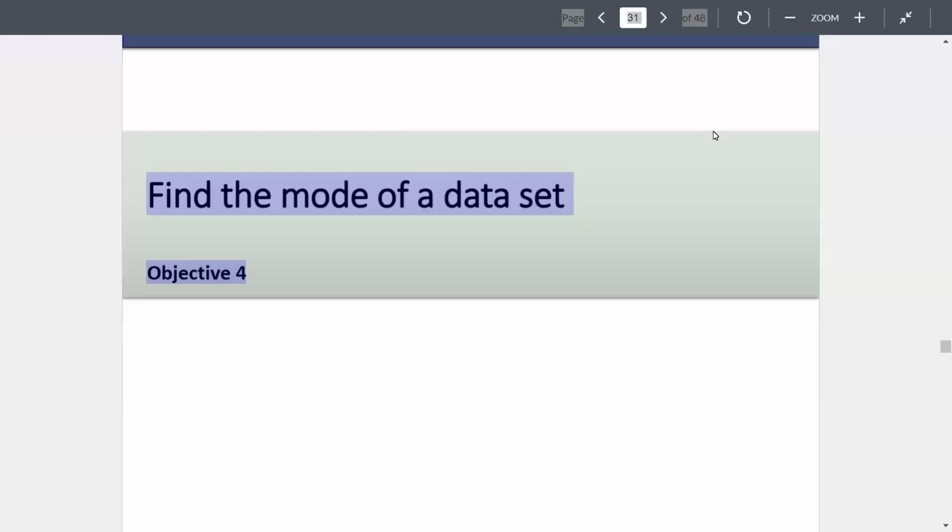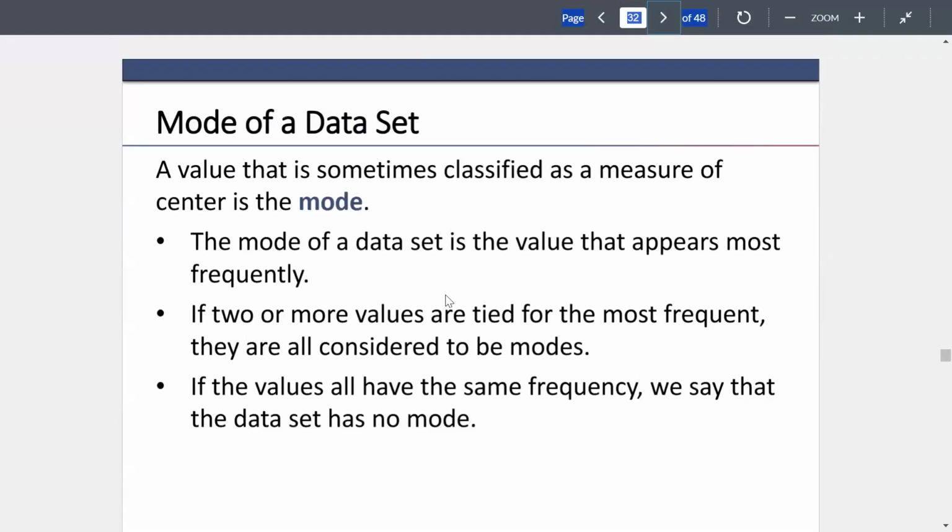We did median, we did means, now we're going to do mode. So mode is not quite a measure of center, but we treat it like one. It's a value that is sometimes classified as a measure of center. The mode of a data set is the value that appears most frequently.